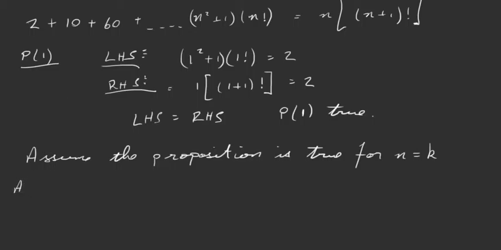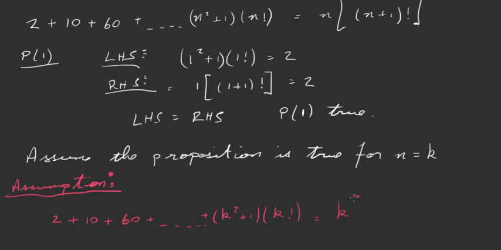I'll do that in a different color actually. Let's do it in this color here. This is your assumption here, okay? So your assumption then is that 2 plus 10 plus 60 all the way up to k squared plus 1 times k factorial is equal to k times k plus 1 factorial. So this is our assumption. We are assuming that this is true.